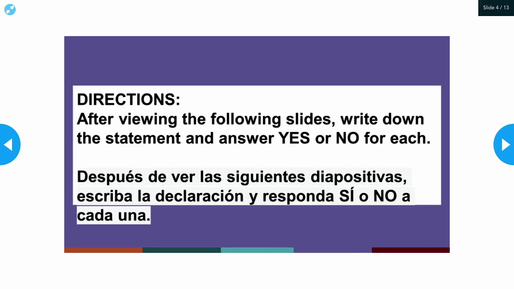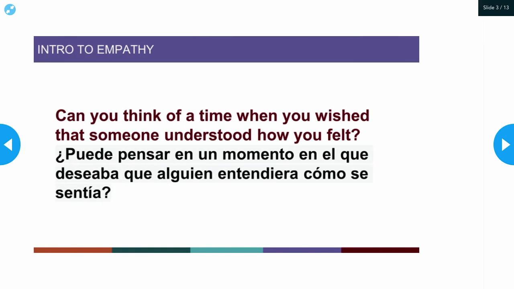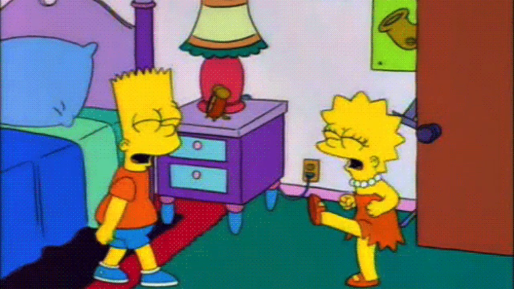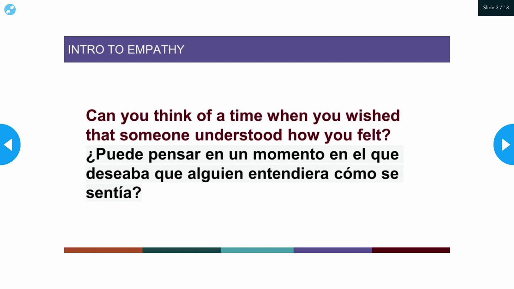From this slide, we move into some directions. After we engage in about a 5-minute conversation with students saying yes, they can think of a moment when something has happened to them and they wish they were understood, we used examples. For example, maybe a conflict with your friend. How did you feel in that moment? And what did you want your friend to understand?